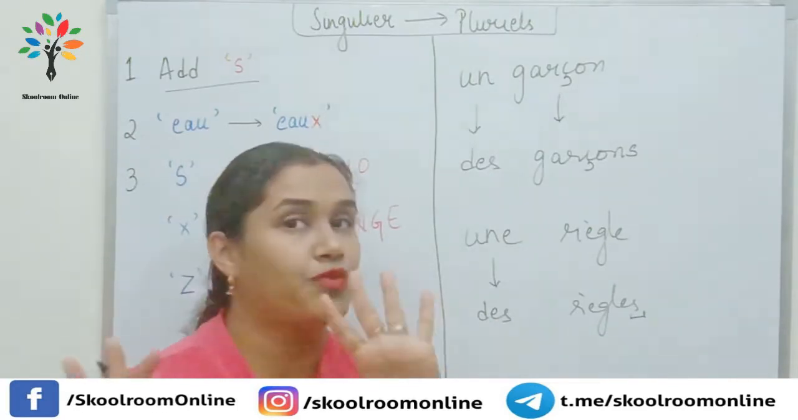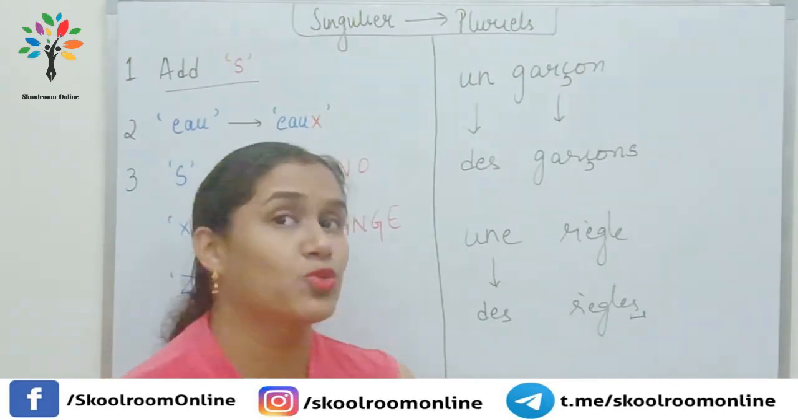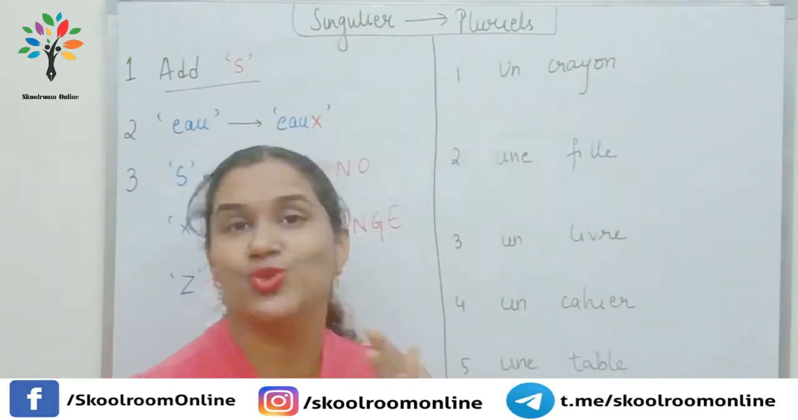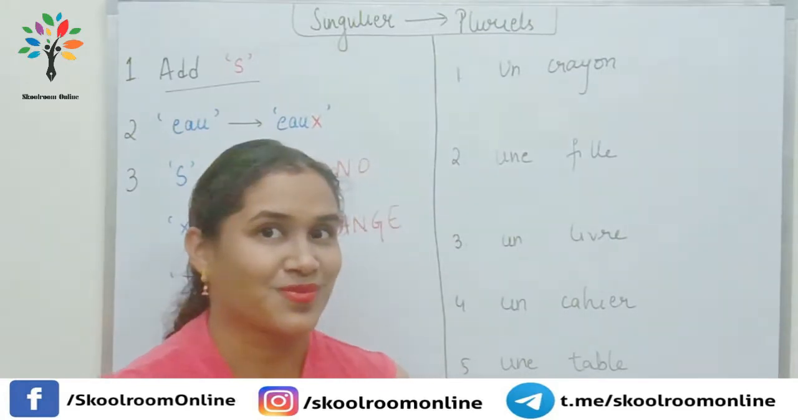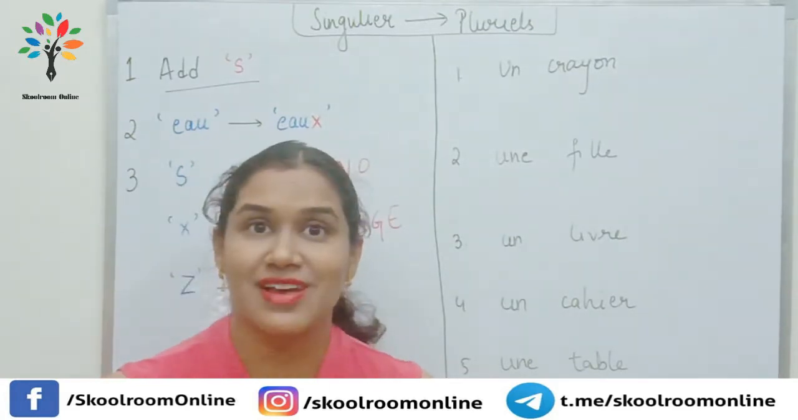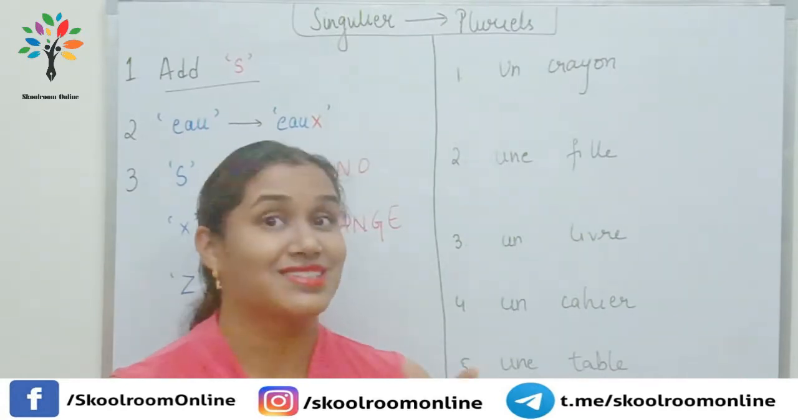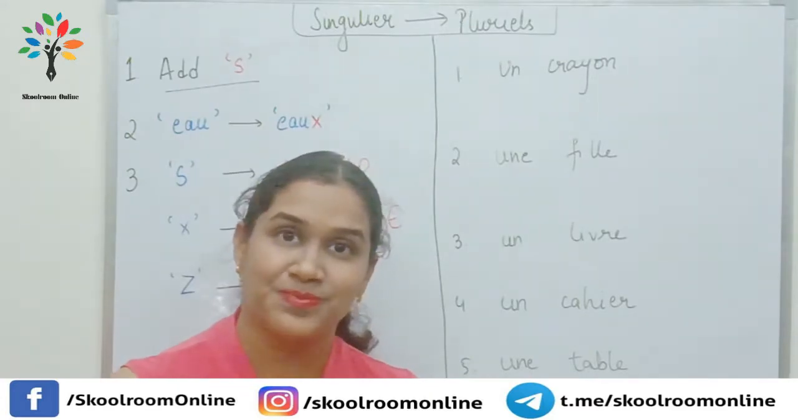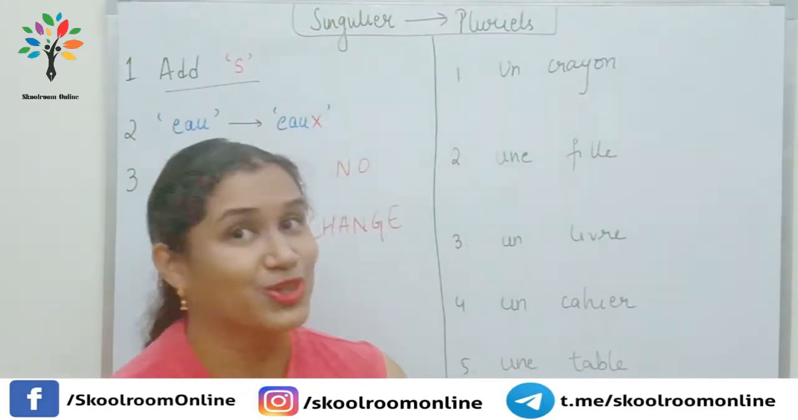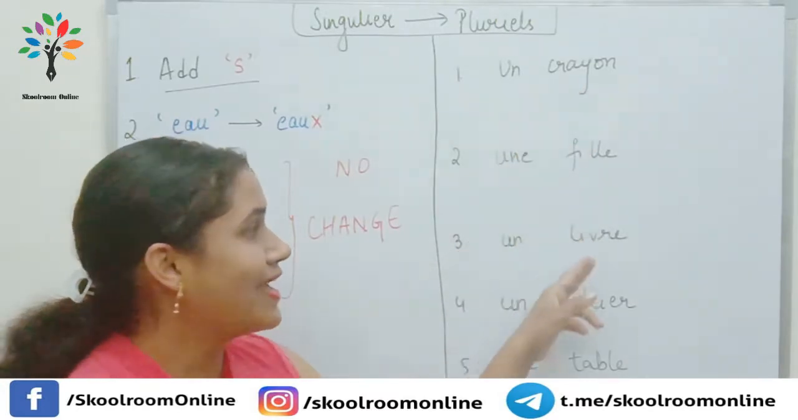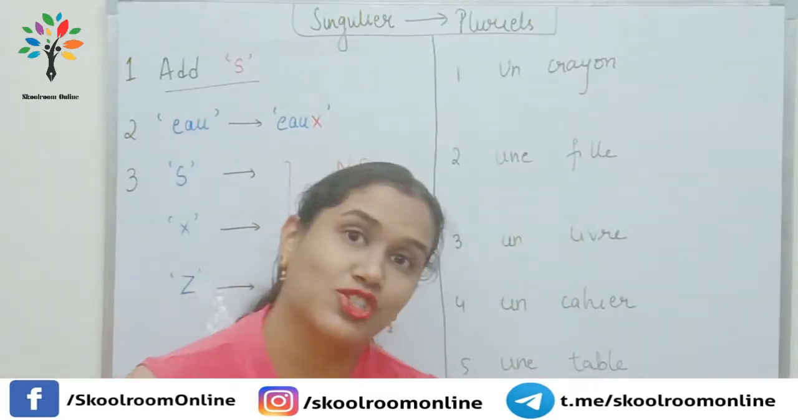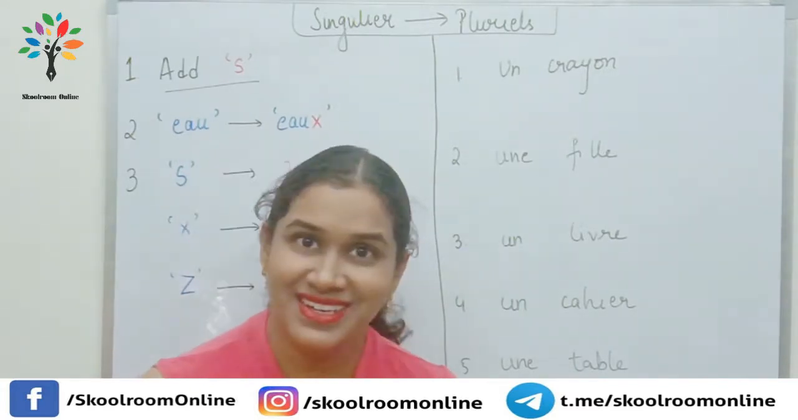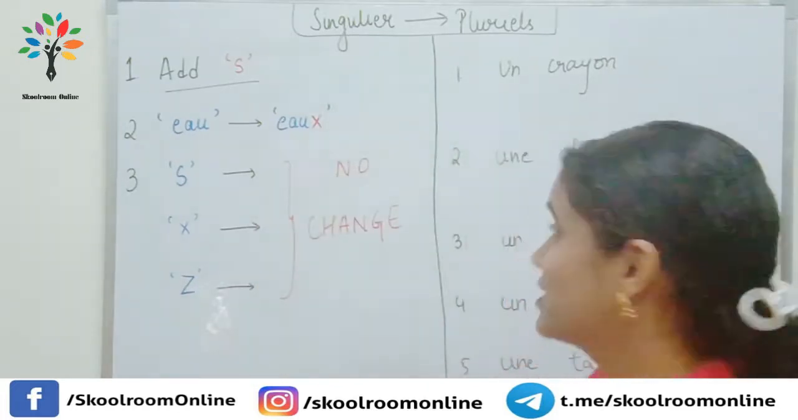Okay, let me give you 5 examples and you can change them to their plural form. So here are 5 words for you. Try to change them to their plural form. I'm waiting for your answers. Yes, the right way to do this is first you change the article to its plural form. Done? Good. Now, simply add an S at the end of each of the nouns and you will get the plural form. Done? Well done. Now let me write the answers for you.